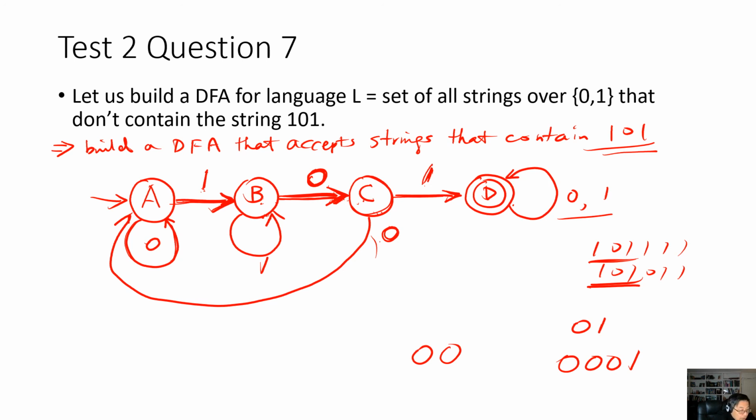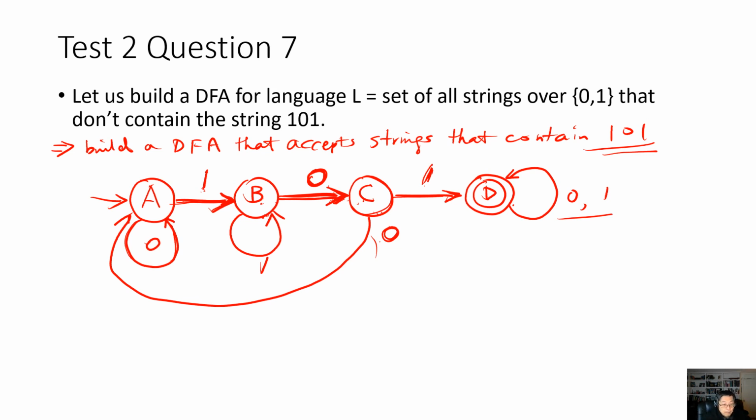Now that's not the answer to our original question. Our original question is to build a DFA that accepts a string that doesn't contain the string 101. Now that's relatively easy. How are we going to do this? Let me first erase some of this to free up some space.